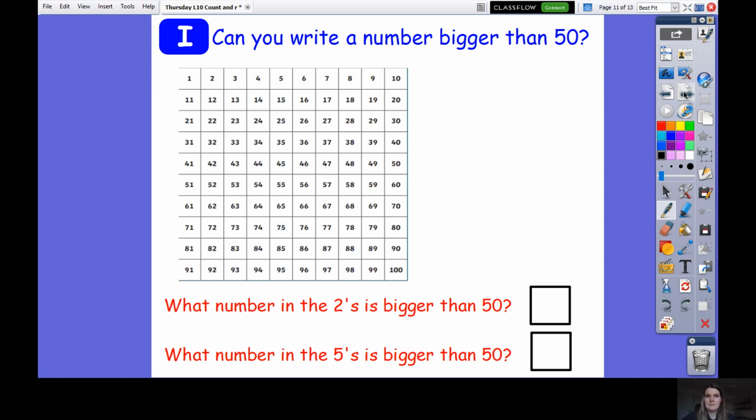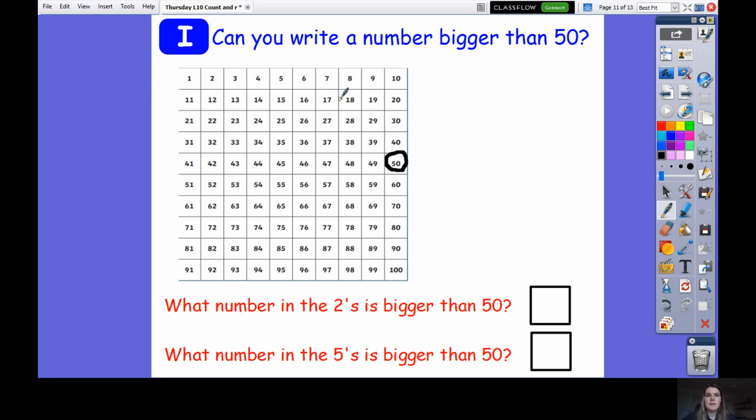All right. So a bit of a puzzle. We can use our number patterns to help us. We can find a number bigger than 50 that's in the 2s and a number that's bigger than 50 in the 5s by using our number pattern knowledge. Okay, so where is 50? I'm going to put a circle around 50. Here it is. So our number needs to be bigger.